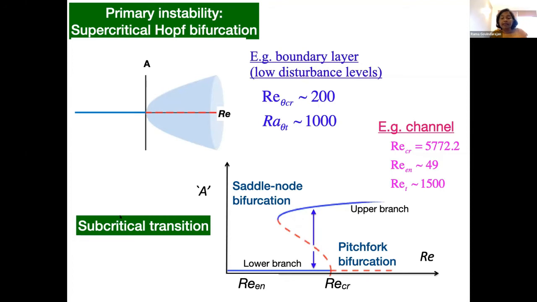And then there is subcritical transition. For example, in a channel, an example we will come to repeatedly. Here you have the laminar state. You go along the laminar state, which is called the lower branch solution. You come to this place which is Re critical, and then the laminar state goes unstable.